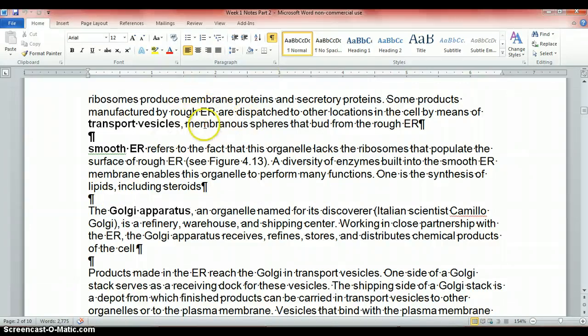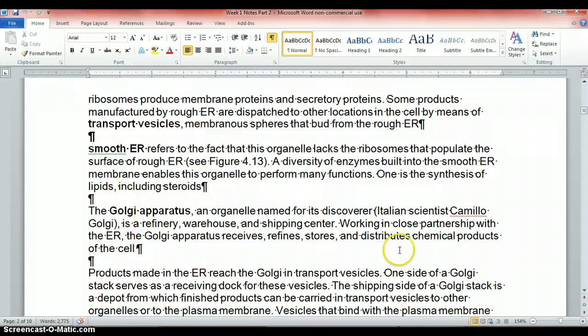So basically, rough, think ribosomes, like it starts with R, right? Rough, ribosomes, they all start with R, they make a bunch of proteins. Smooth, you're going to have to think of just the other option, which is fats or lipids.